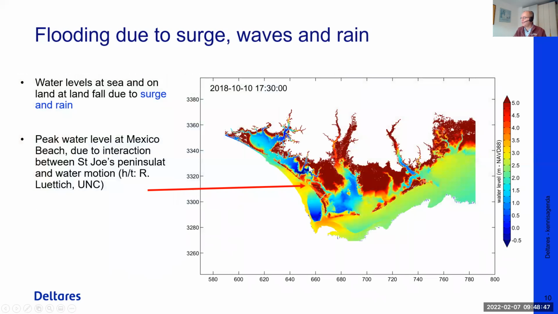Now, looking at some of the results, here's the flooding or the total water level on the Florida Panhandle. Here is Mexico Beach. This is St. Joe's Spit. And here you're looking at the water level due to the surge and the rain, because we can also take rain data from the COAMPS. And you can see here at Mexico Beach, there's a peak water level that is caused not only by the direct hurricane forcing, but also the interaction between the water levels behind the spit here, which shows a depression, which sets up the water level here at Mexico Beach, which is a very interesting feature. And hat tip here to Rick Luettich of University of North Carolina, with whom we discussed this.